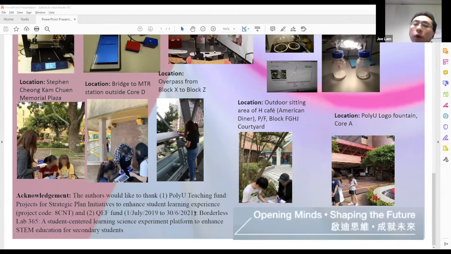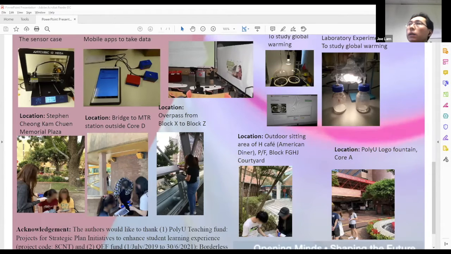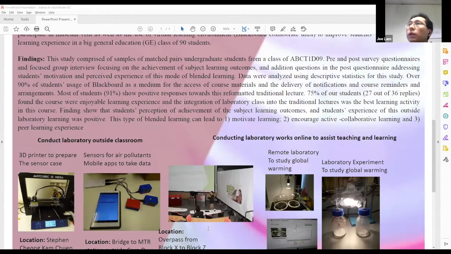So finally, we would like to thank PolyU for the Strategic Plan Initiative Fund, and the other is the QEF fund. Actually, the QEF fund has been obtained by Dr. Mac. So this is about our work.